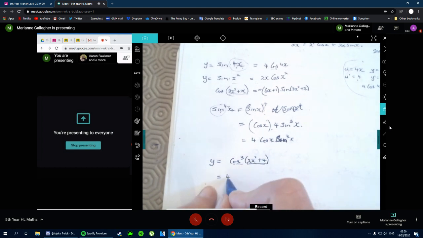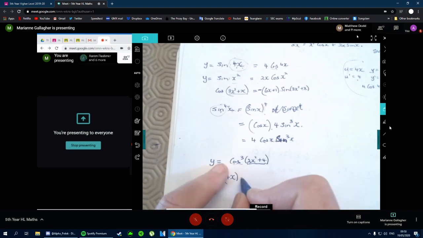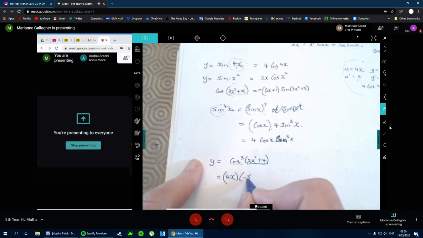That's going to be 4x. Okay. Then get the derivative of cos, which is negative sine, and its input stays the same. So every sine and cos must have an input, and that input never changes. I'm just going to put square brackets around it.